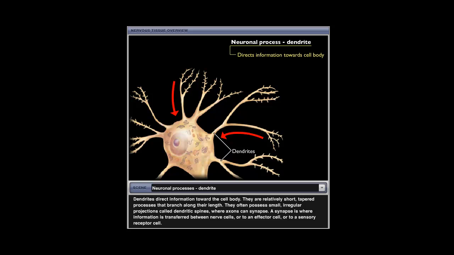Dendrites direct information toward the cell body. They are relatively short, tapered processes that branch along their length. They often possess small, irregular projections called dendritic spines, where axons can synapse. A synapse is where information is transferred between nerve cells, or to an effector cell, or to a sensory receptor cell.